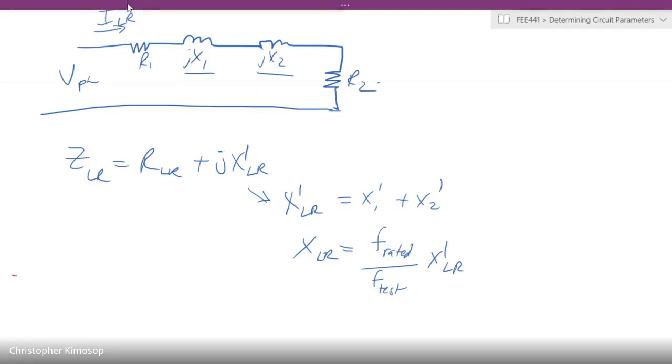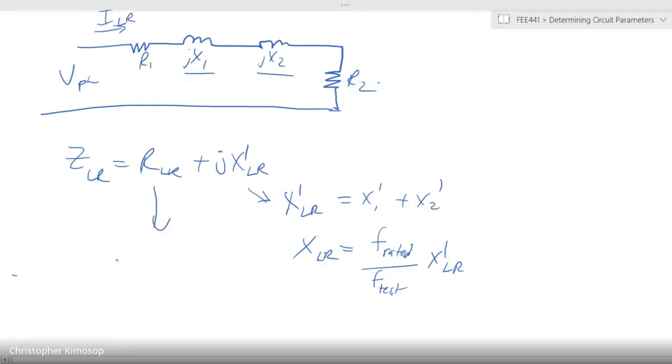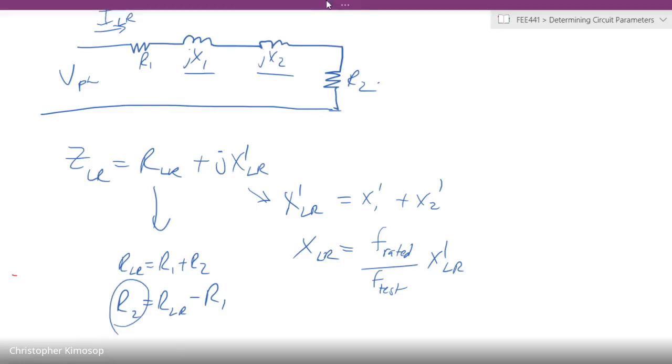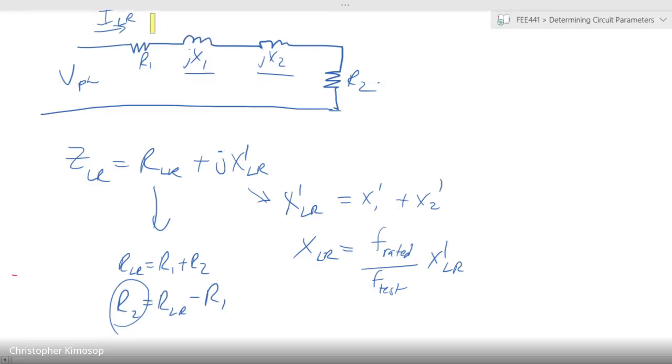Similarly, R1, we have already talked about it. We know that RLR is equal to R1 plus R2, but we know R1, so R2 is equal to RLR minus R1. So you're able to find R2. Okay, so we've established now enough of the elements so that we can work out some of their variables.